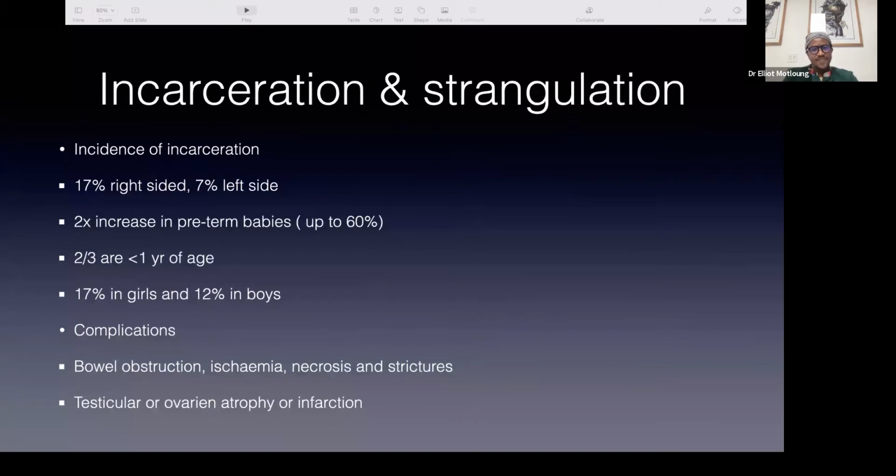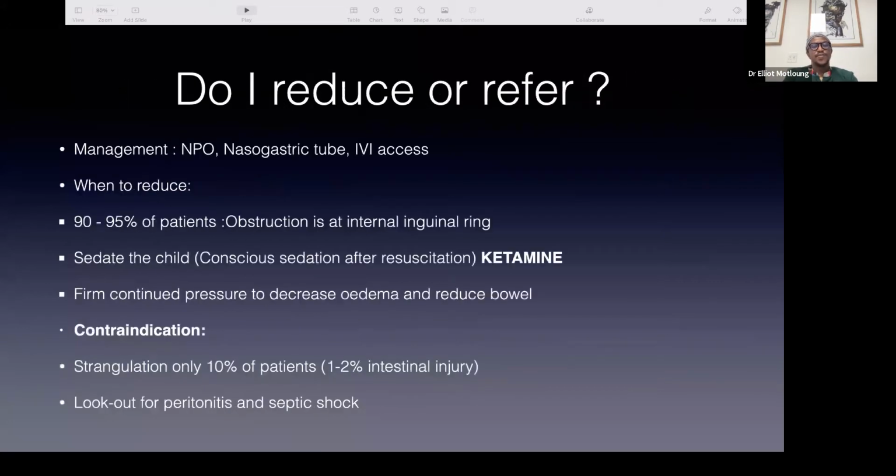As I said, in 90 to 95% of patients, the obstruction is at the internal ring and they're reducible. So it's impossible that every patient with an incarcerated hernia becomes a non-reducible hernia. Research has shown that 90 to 95% of them are actually reducible. But how we reduce is important.